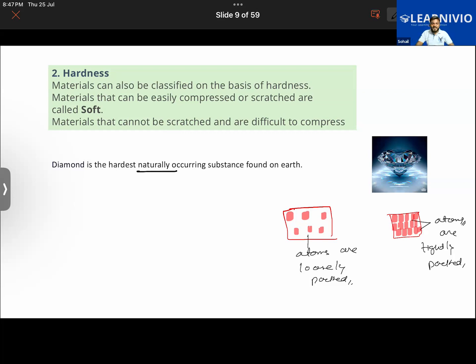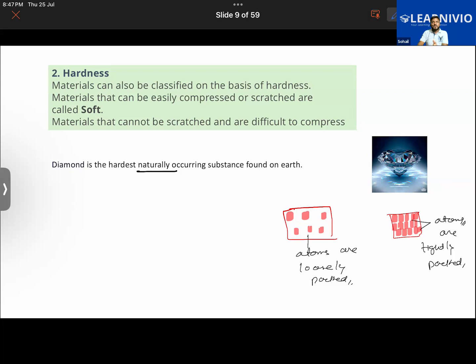There are some objects that are even harder than diamond, but they are made in the lab. Like, for example, carbon nanotubes. That is a type of substance that is even stronger than diamond. So there are some man-made substances which are considered harder than diamond, but naturally it's diamond.